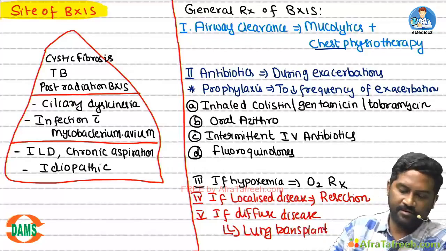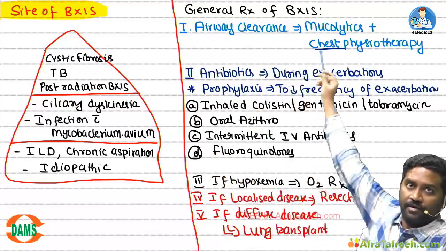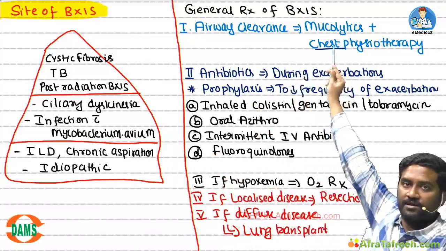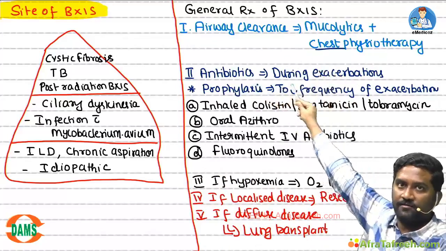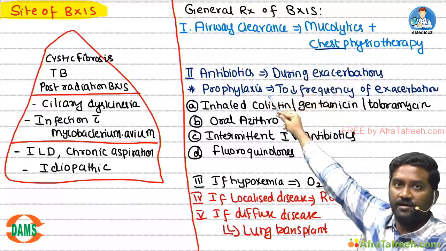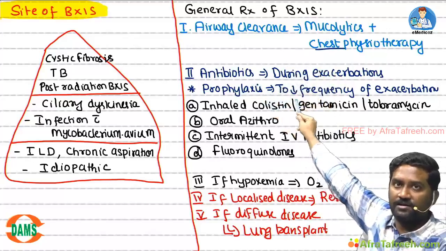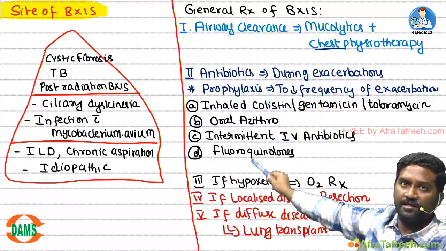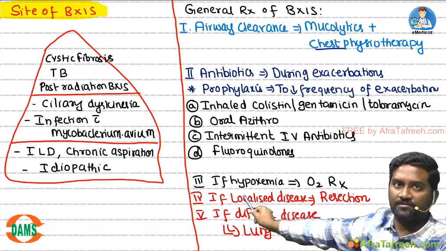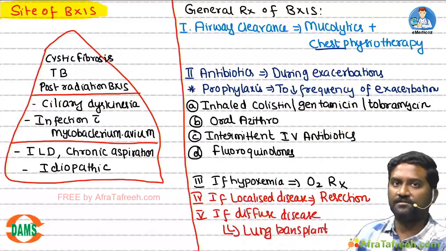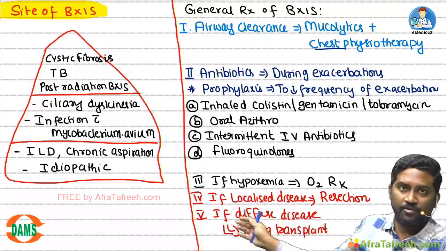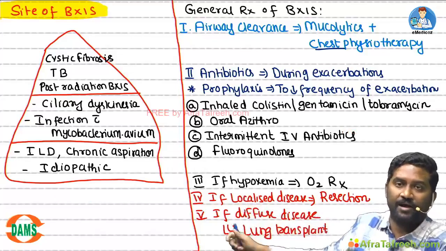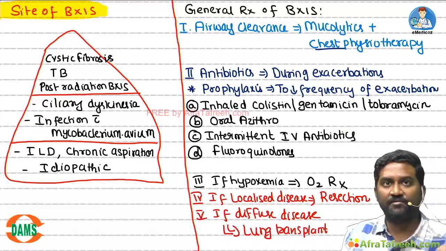These are the treatment options, students. Airway clearance to bring the secretions out, antibiotics definitely during exacerbations, and as prophylaxis to decrease the frequency of exacerbation. If hypoxemia, oxygen. If localized disease, resection. If there is a more diffuse disease, I am going to go for a lung transplant. This will be the general management of bronchiectasis.